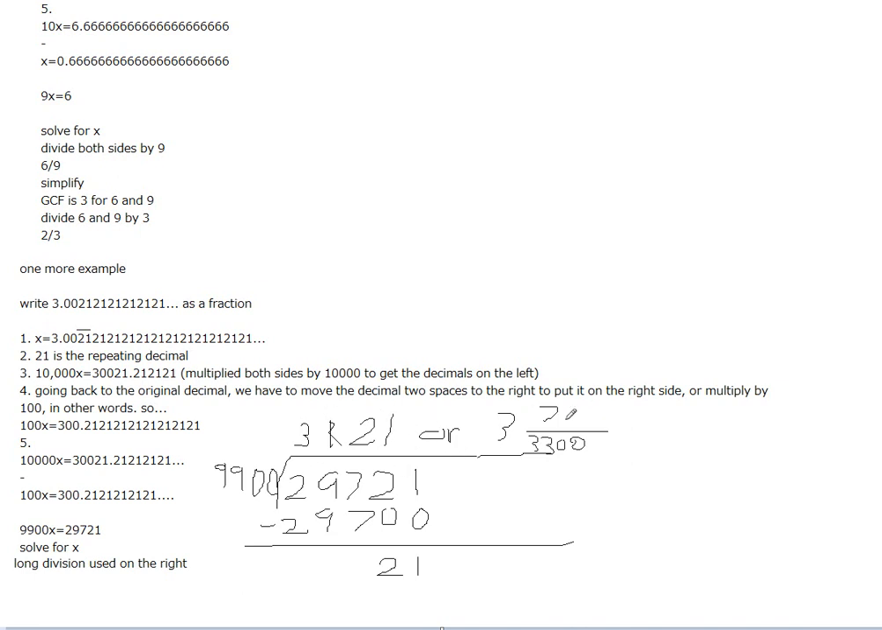Or, if you want to write this as a full-on fraction, you can take the remainder and put it over the divisor, and that would give you 3 and 21 over 9,900. And then all I did was I took that 9,900 and the 21, and I just did the same thing I did earlier. I just simplified them. So it would be 3 and 7 over 3,300. And yeah, that's how you convert a repeating decimal to a fraction.